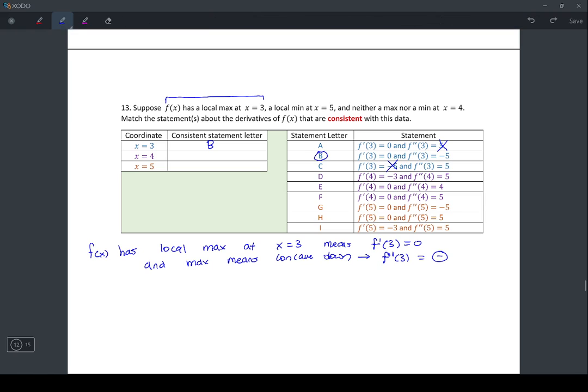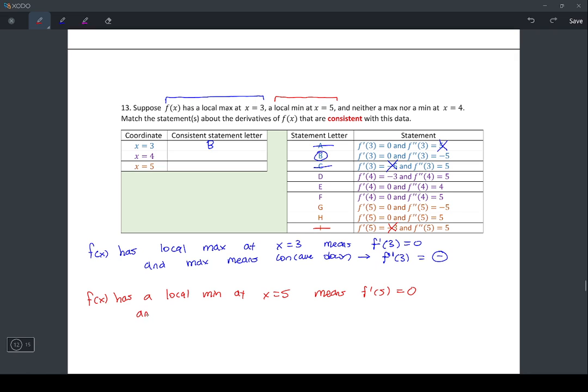Okay, next point. Local min at x equals 5. That means that f prime of 5 must be equal to 0. So looking at the options that are here, D has, looking at G now, G has f prime of 5 is 0, H has f prime of 5 is 0, and I has f prime of 5 is equal to negative 3. So we can cross that one out. Can't be I.